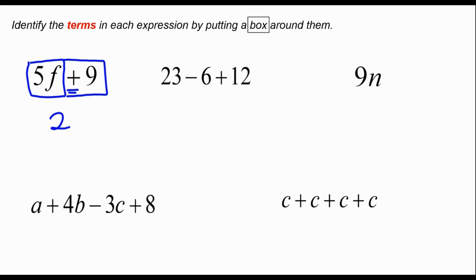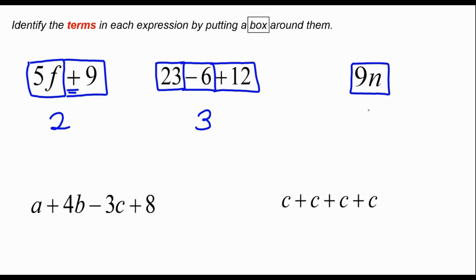Next one, 23 minus 6 plus 12. This is actually a numerical expression, but it still has terms. It has three terms: the first one is 23, and the next one is 6. I'm going to include the minus sign with the 6. And the third term is the 12, plus 12. So there are three terms in that expression. Next one is 9n. There's only one term in this expression, and that's the 9n. Again, multiplication doesn't separate terms in an expression, only addition and subtraction.